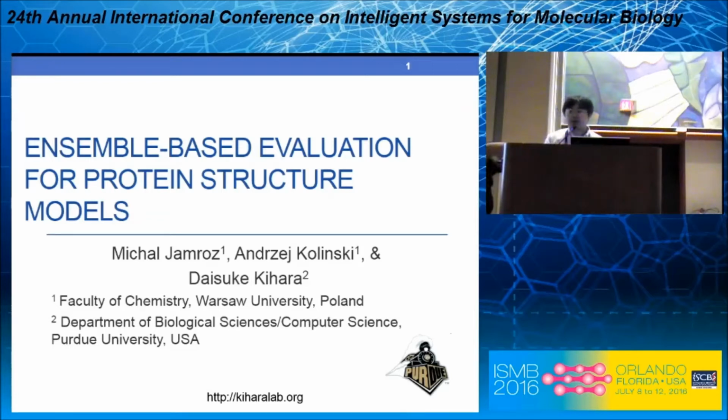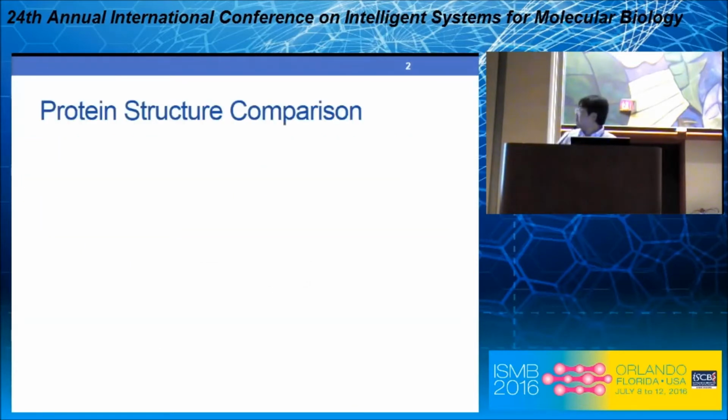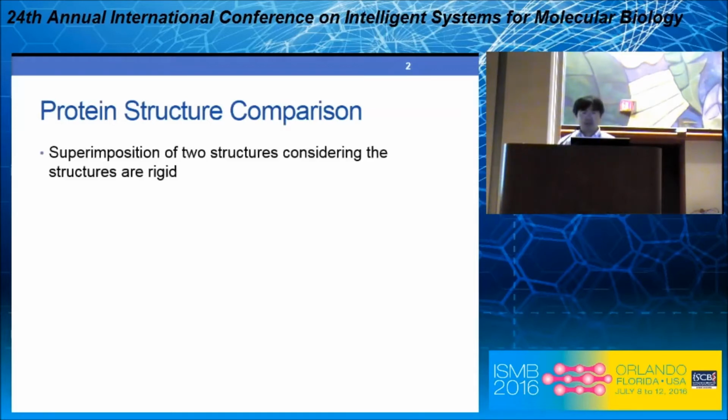So I'm Daisuke Kihara. I talk about how to now evaluate the protein structure models. But here I want to consider that proteins are not rigid but flexible. There are lots of occasions that you compare protein structures. And in many cases, you superimpose two protein structures, considering that two protein structures are rigid.